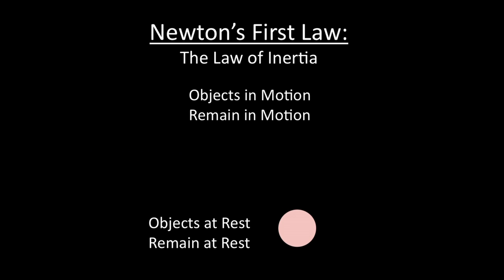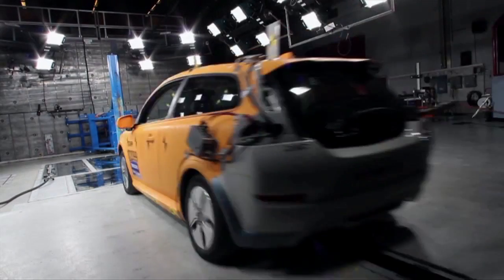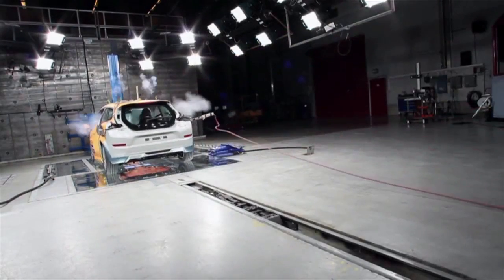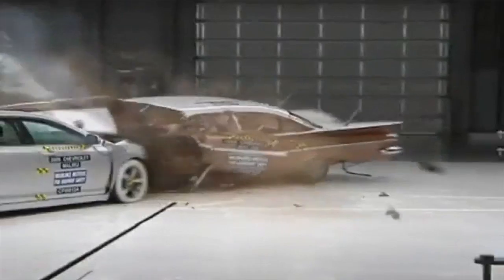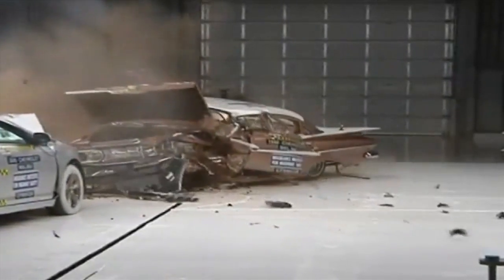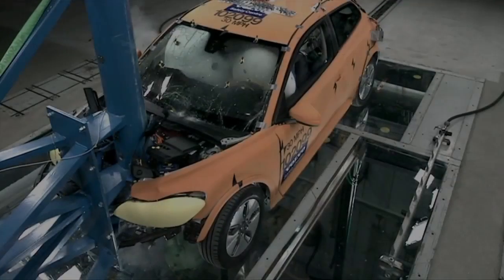Let's look in our videos for places where we can see Newton's first law at work. The most obvious place to see this is as the cars come in before the crash. Only the force from the crash stops them from continuing in their initial straight-line motion. However, there are many other places where we can see the law of inertia at work.